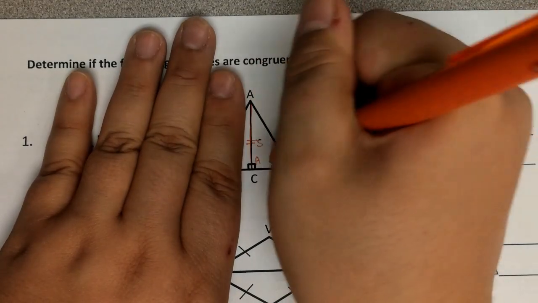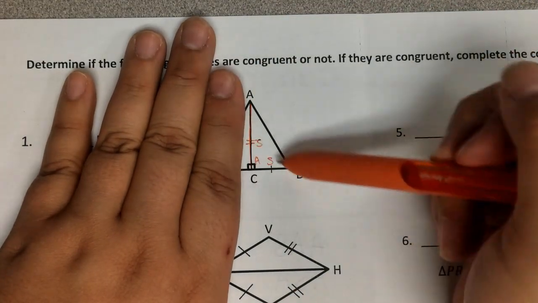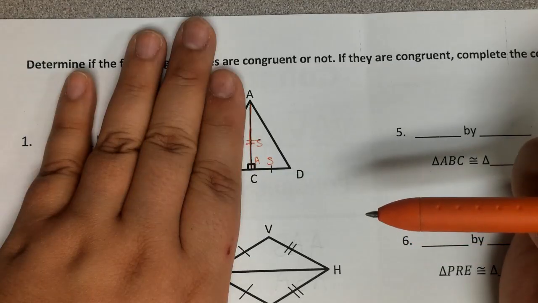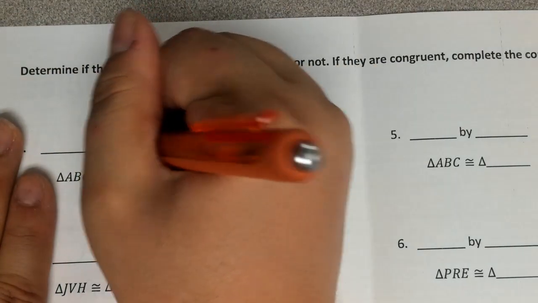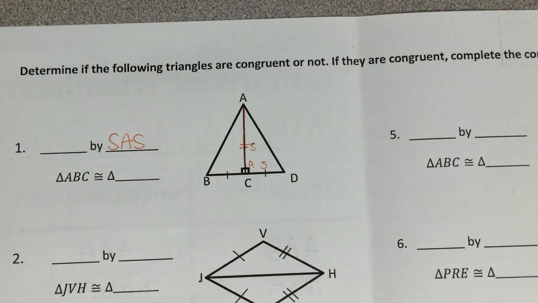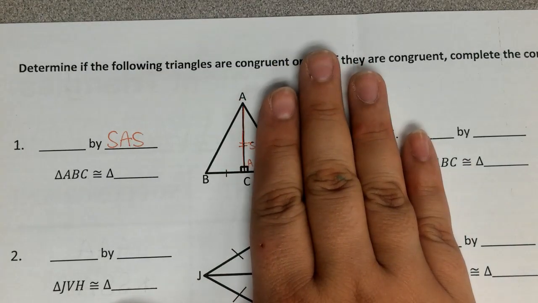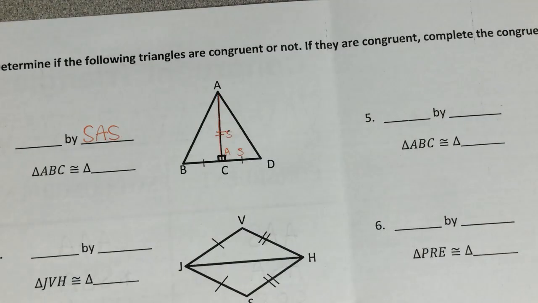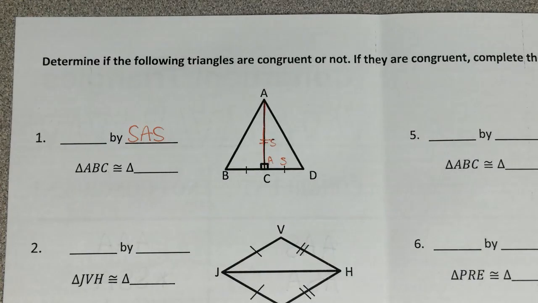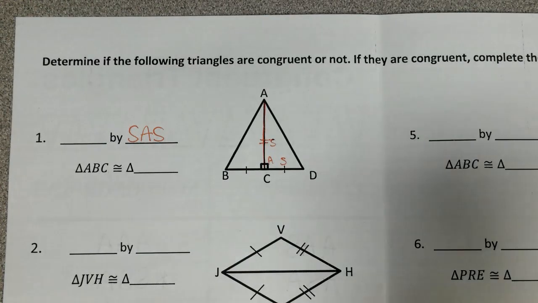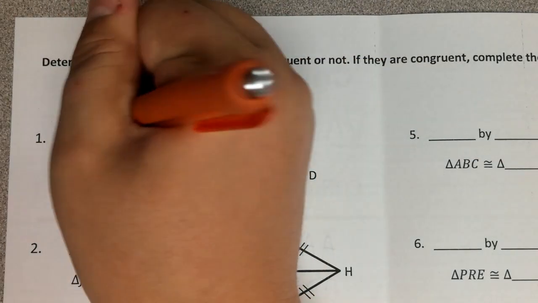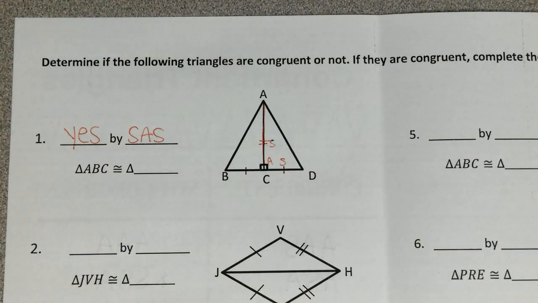Two sides. Is that angle between the two sides? So this is SAS. And check to make sure that's the same on the other side. Do I also have SAS on the other side? Yes. Okay, cool. So is SAS yes or no? Congruent or not congruent? Congruent. So yes, these are congruent by SAS.